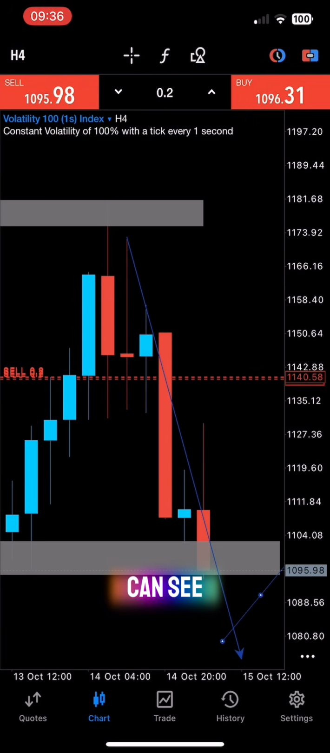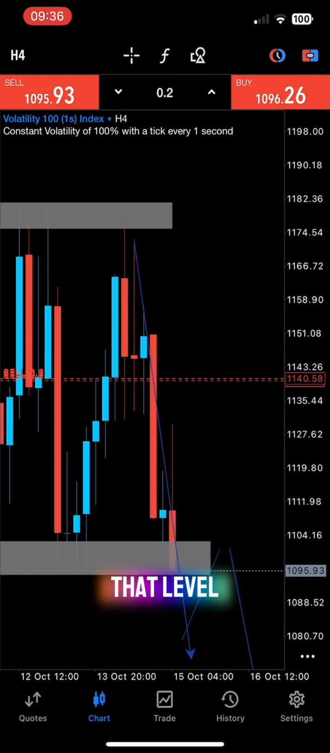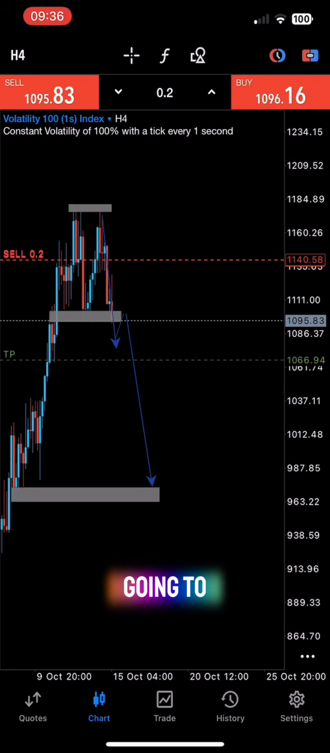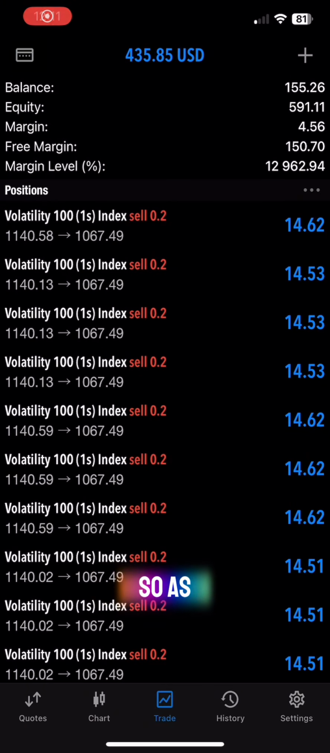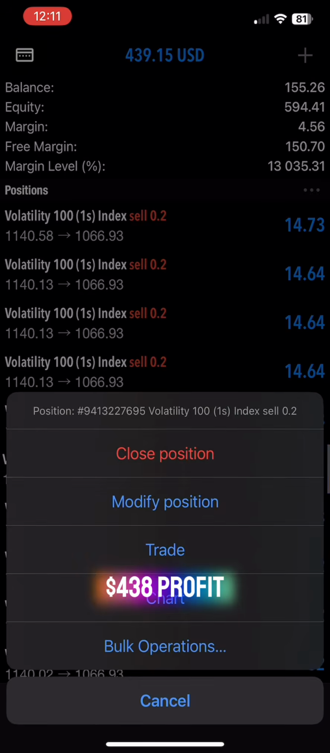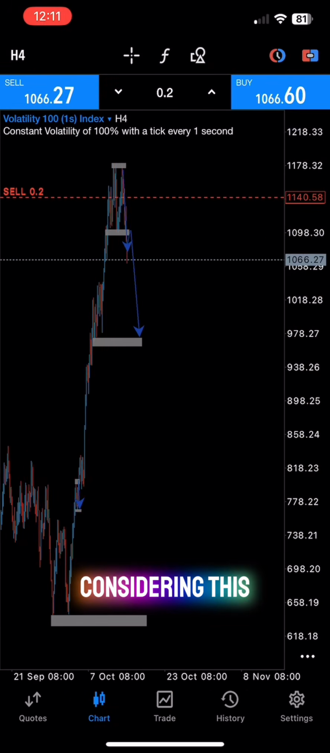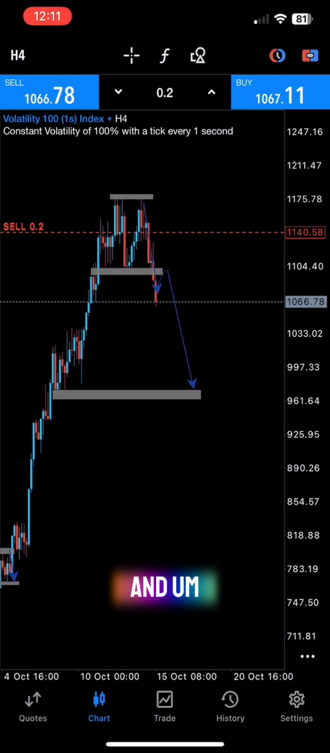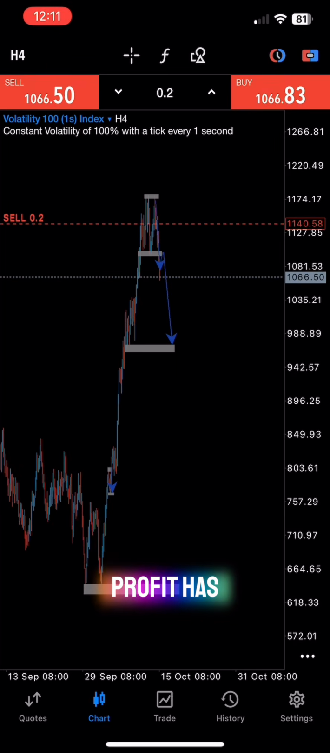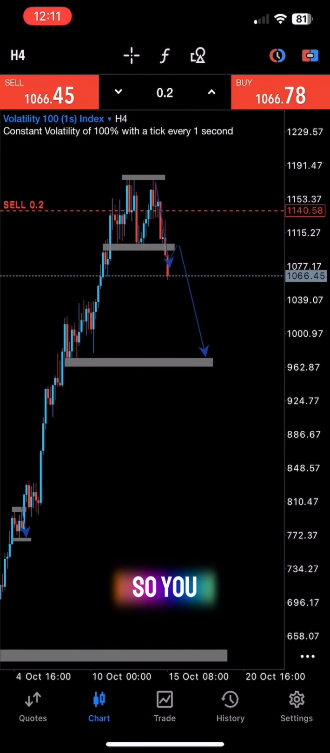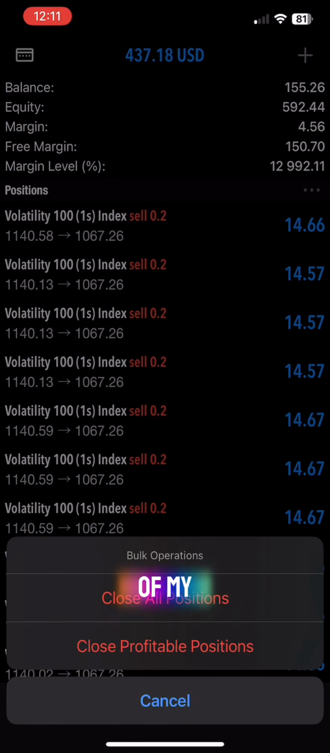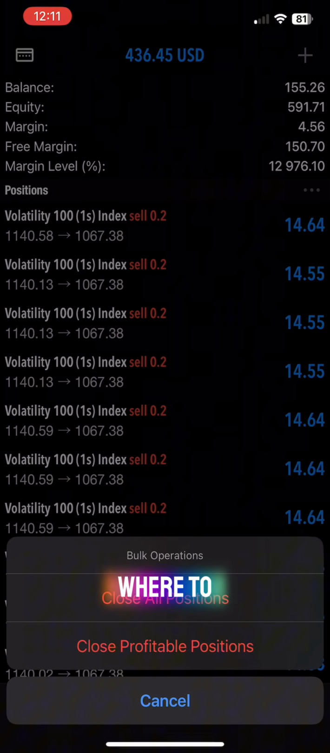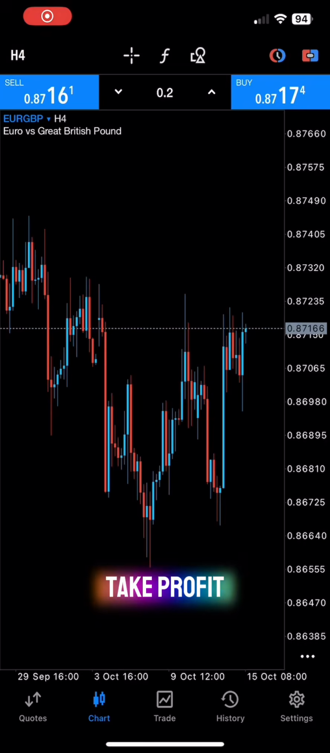So I adjusted my take profit. As you can see, I've put it at that level, and then we are going to continue with our trade. So as you can see, right now we are in $438 profit. This is a lot considering this account was very small, and our take profit has already been hit, as you can see. So you can actually close this trade, but then if you watch most of my videos, you can actually know where to put the next take profit.